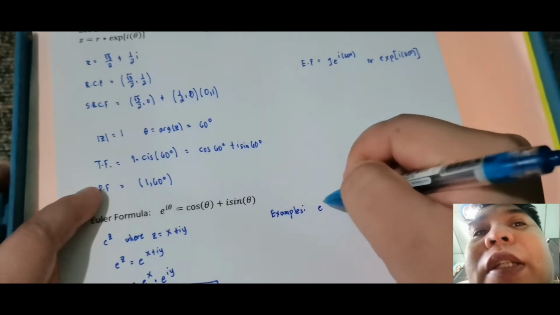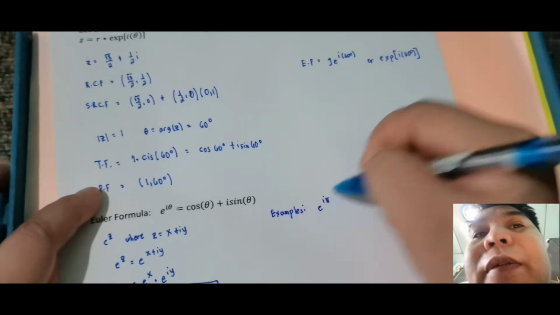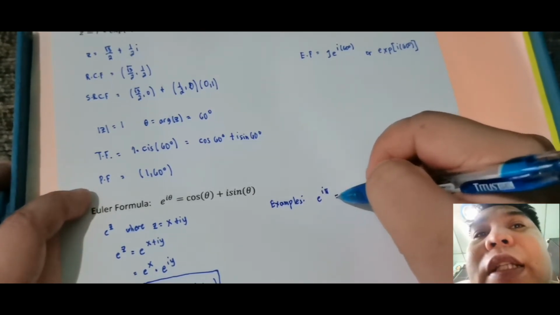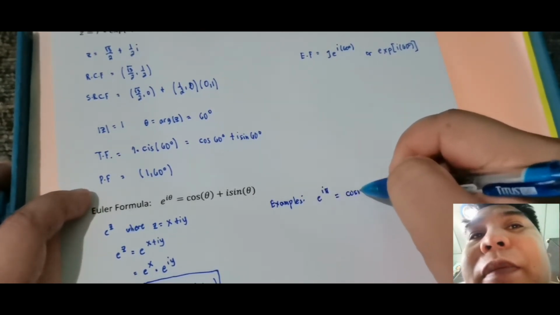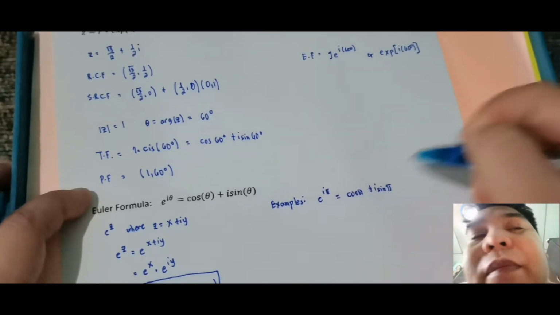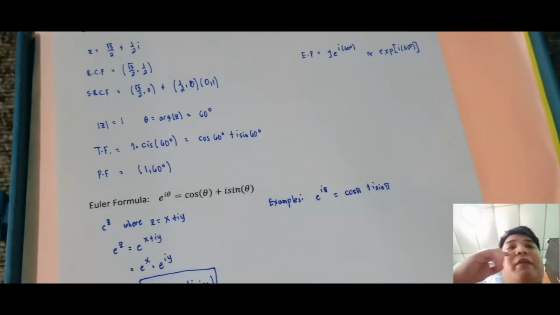Examples, una, si e raised to I pi. Okay, so meron tayo e raised to I pi. Pag Euler's formula ginamit natin, that is equal sa cosine pi, okay, plus I sin pi. Okay, so ganoon kasimple. Hindi ko naman pinapasimplify pa.